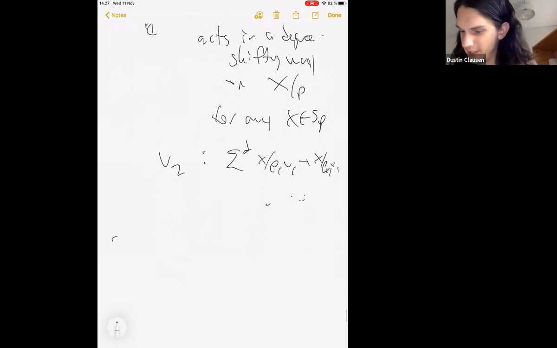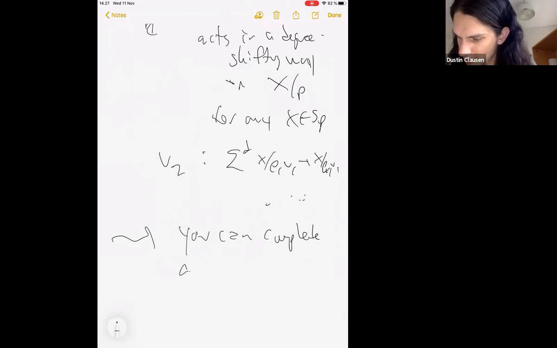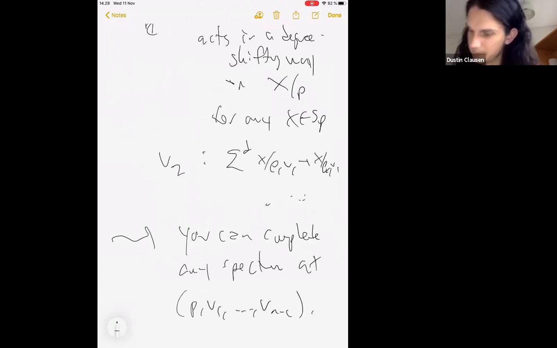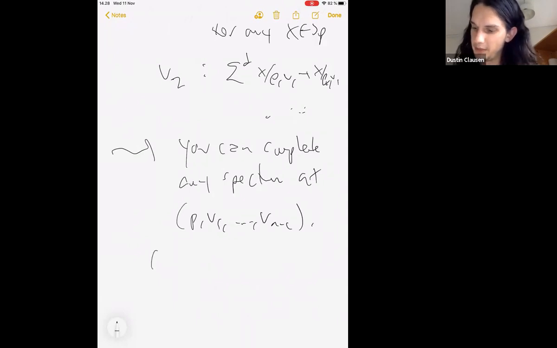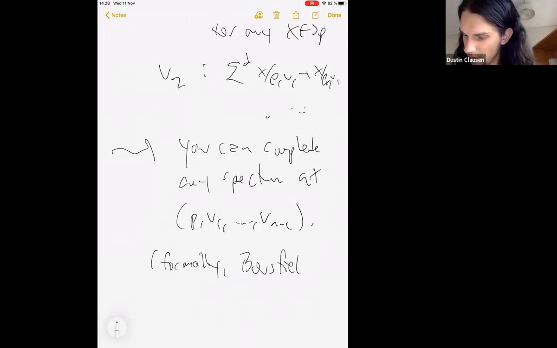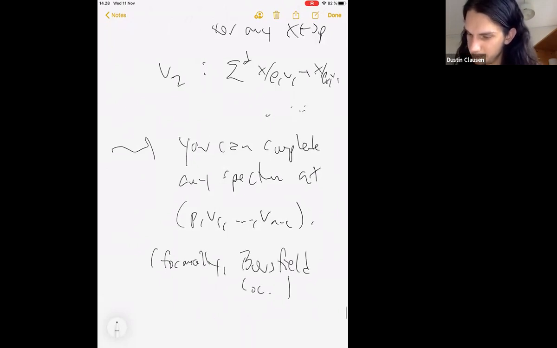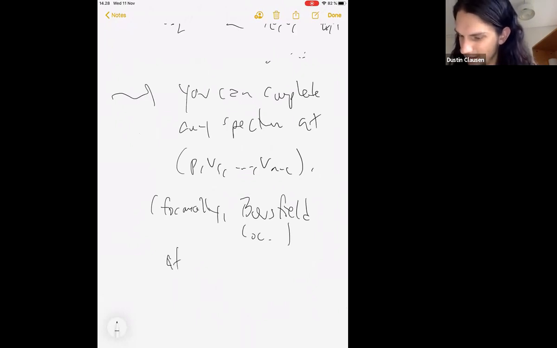And the upshot of this is that you can complete any spectrum at, for example, P, V1, up to Vn minus 1. And formally, it's a Bousfield localization. You can set it up as a Bousfield localization at sphere mod P, V1, Vn minus 1, if you know what that means, or with respect to this spectrum.